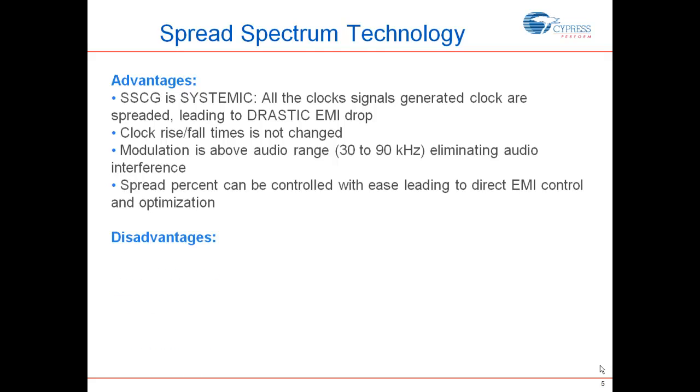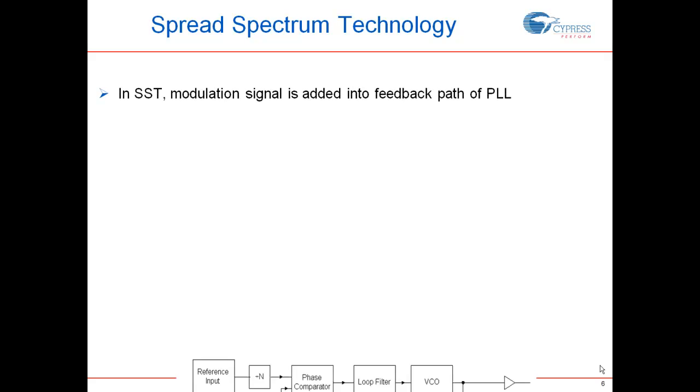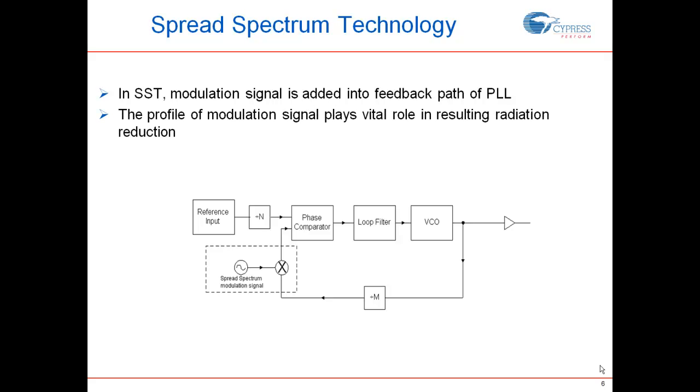The disadvantages of using spread spectrum technology are: this technology cannot be used at higher accuracy clock as well as synchronous clocks. In spread spectrum technology, modulation signal is added into the feedback path of the PLL as shown in this diagram. The profile of the modulation signal plays a vital role in resulting radiation reduction.